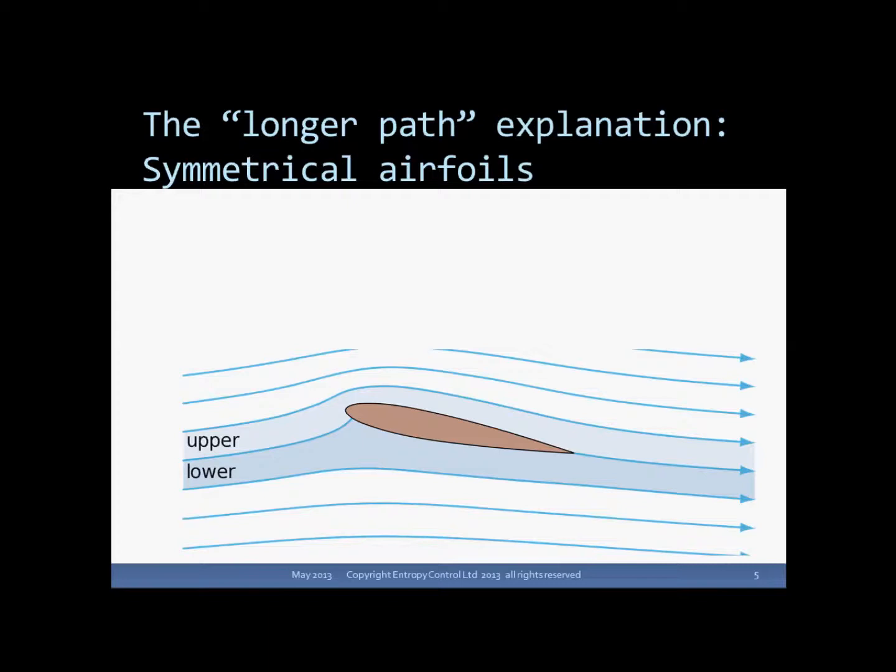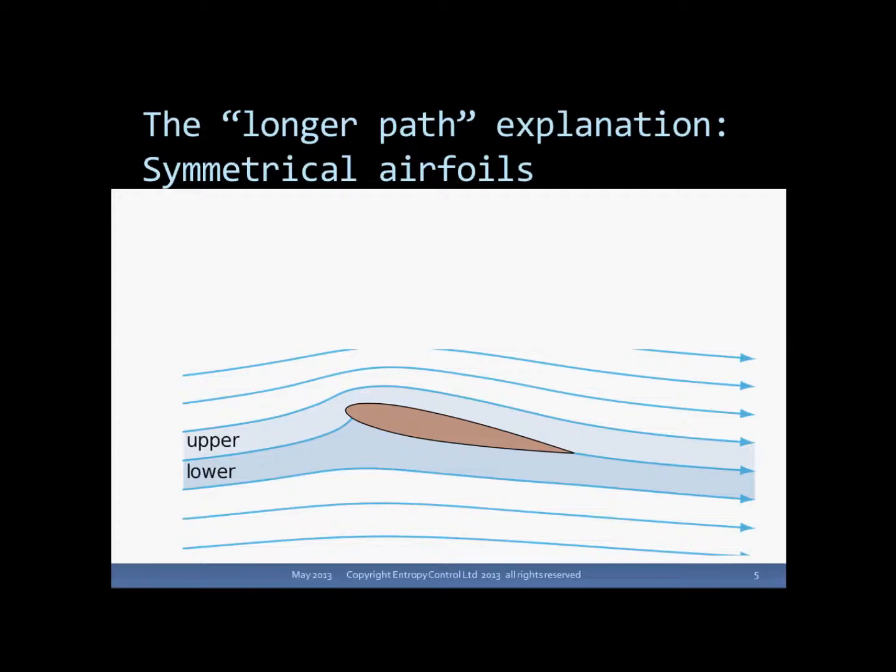There is another explanation given for lift, and that is the longer path explanation. Looking at this picture, you can see that the air flowing over the top of the wing has to flow from a bit underneath, round the nose of the airfoil, and then backwards to the trailing edge. In this example, the top path is about 10% longer than the bottom path. By the way, note that this is actually a symmetrical airfoil.